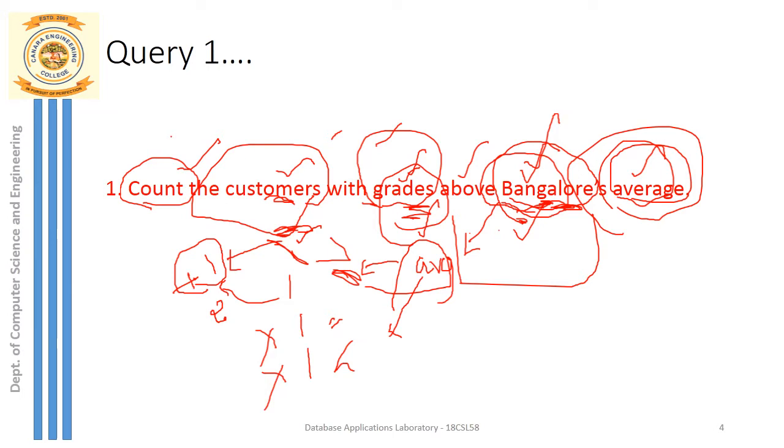So first part is calculate the average value of grades where city of the customer is equal to Bangalore. That's the first part. Second part is you compare every customer's grade with the average value of grade that you have just calculated. Compare, or in other words, you just check whether the grade of each customer is greater than the average grade of the customer who belongs to Bangalore city.